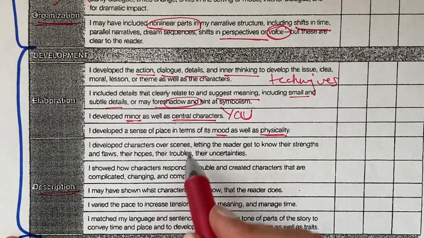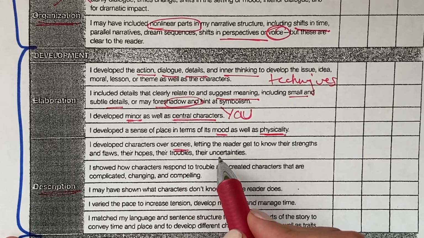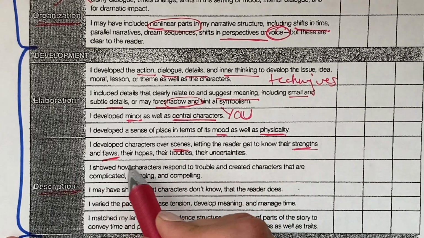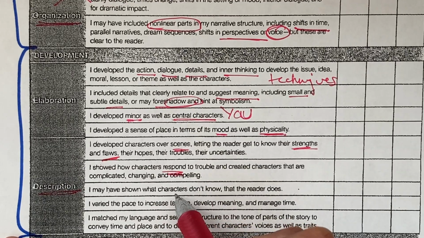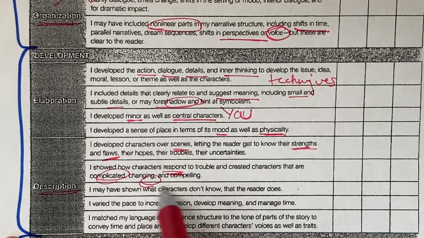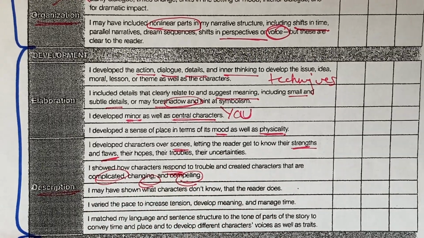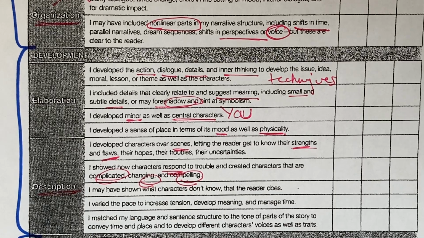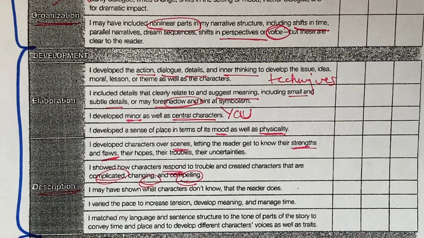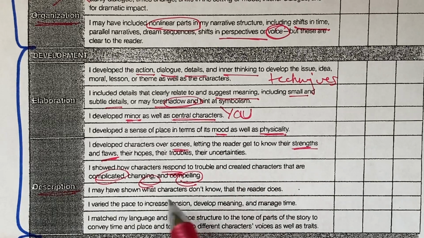I develop characters over scenes. I let the reader get to know strengths, flaws, of course, hopes, troubles, uncertainties. I show how characters respond to trouble. I show that they are complicated, changing, and compelling. We want nice, developed, round characters, dynamic characters that change, because that's what real people do. And because we're writing real stories, it's really unbelievable if a character is too evil or too good. We want to see all the meatiness of the character, because we all have these wonderful sides to us, and we all have these dark sides, and memoir shines a light on that.